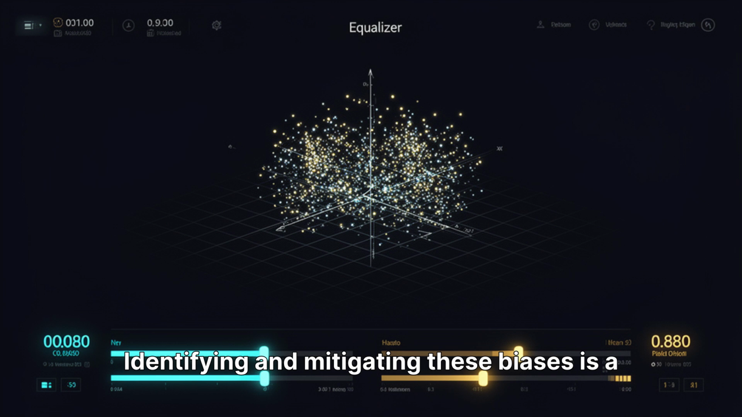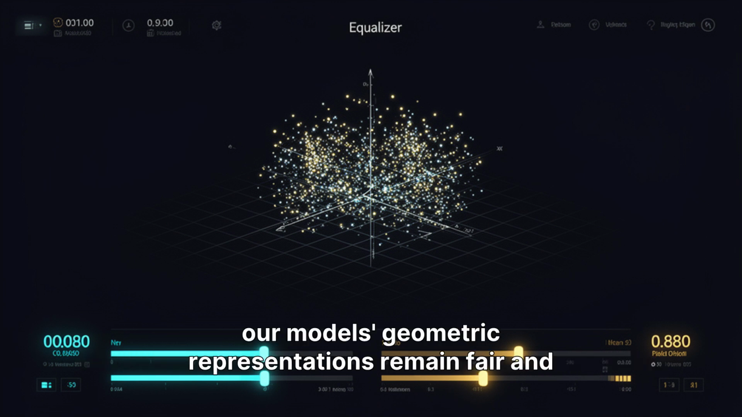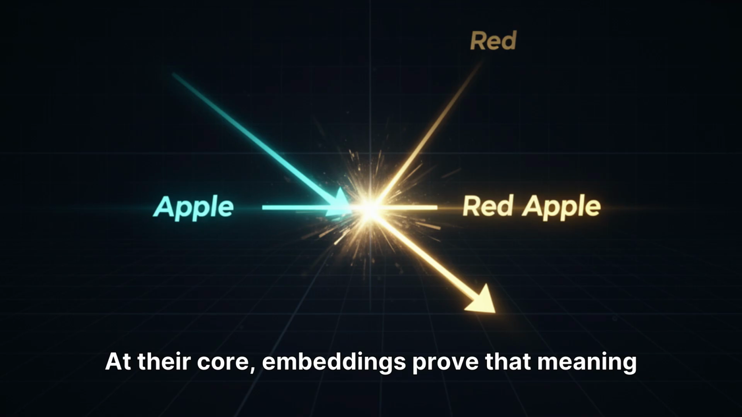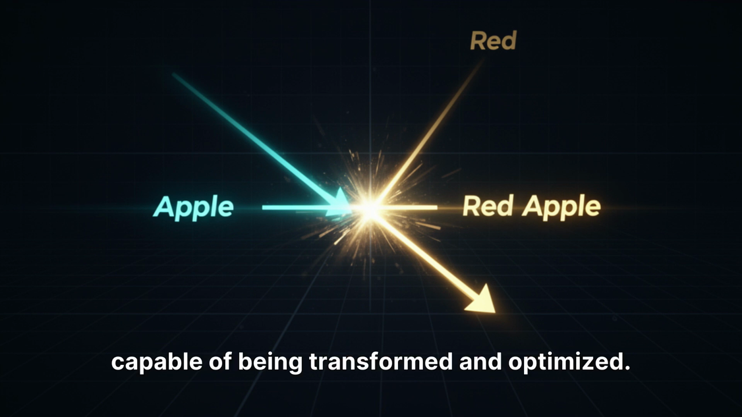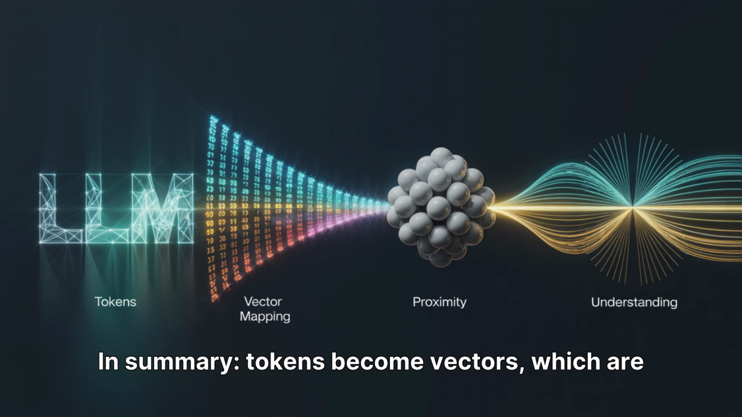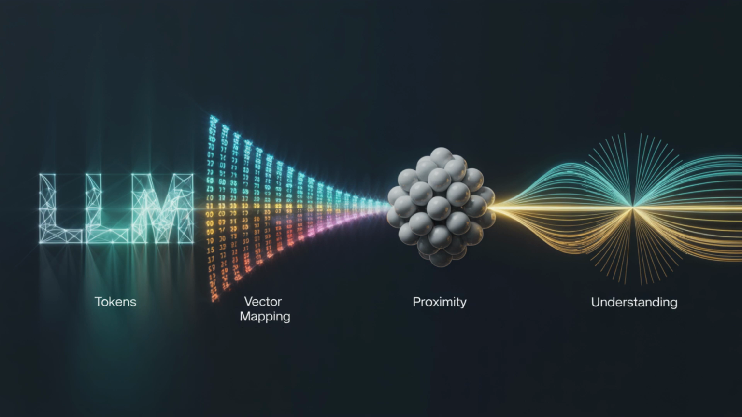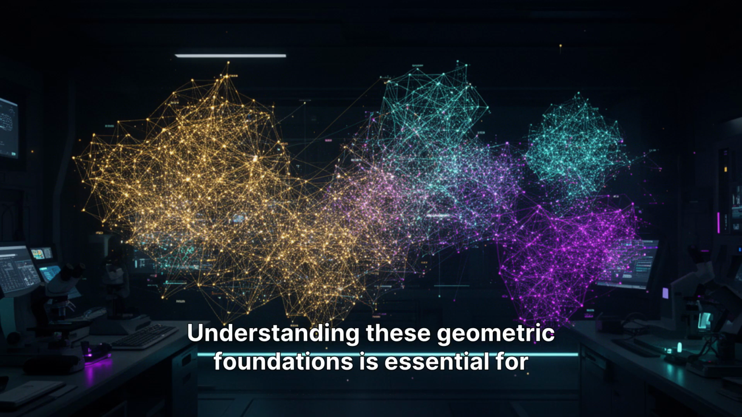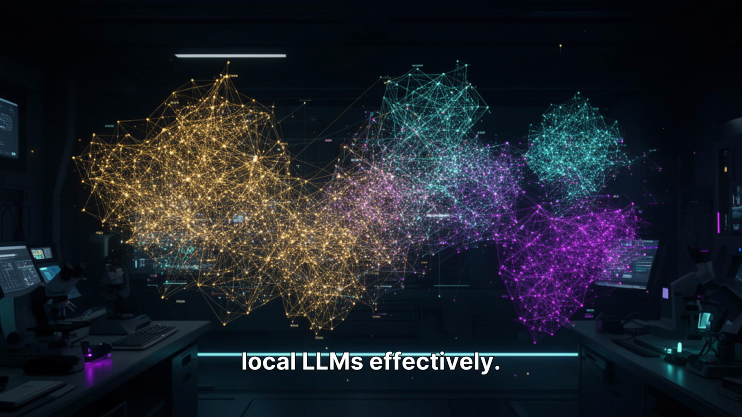Identifying and mitigating these biases is a core challenge in ethical AI development, ensuring our model's geometric representations remain fair and accurate. At their core, embeddings prove that meaning can be treated as a mathematical property capable of being transformed and optimized. In summary, tokens become vectors, which are placed in high-dimensional spaces to represent semantic similarity and context. Understanding these geometric foundations is essential for anyone looking to build, optimize, or fine-tune local LLMs effectively.